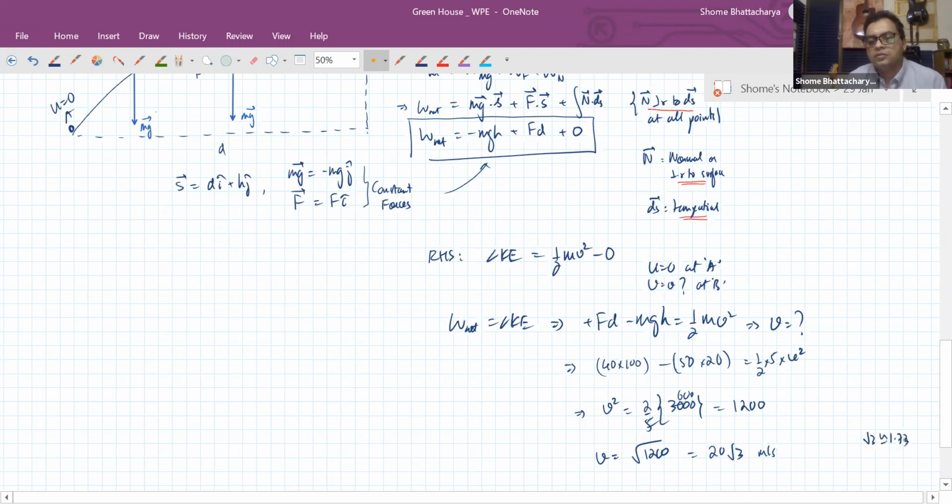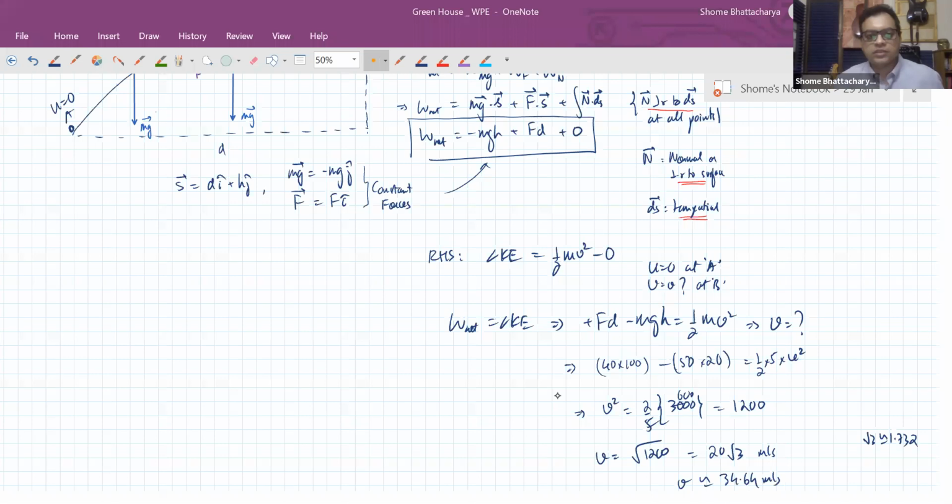You can take root 3 as approximately 1.73. So 20 root 3 is the correct answer. So 34.6 or 34.64, whatever, any of these answers are fine. You can leave it as 20 root 3 also at this stage.